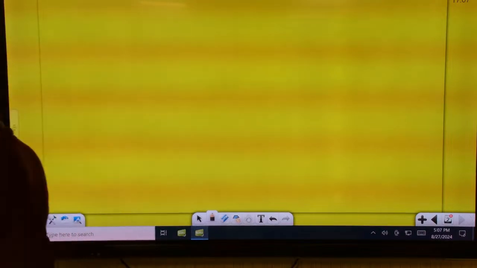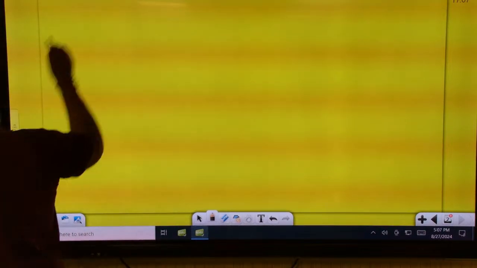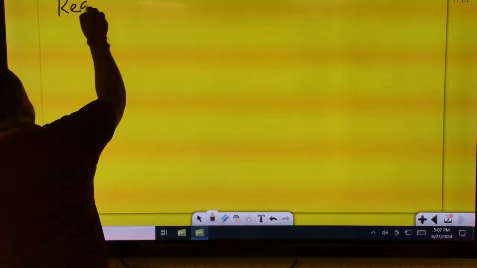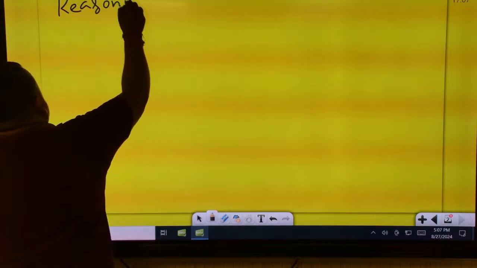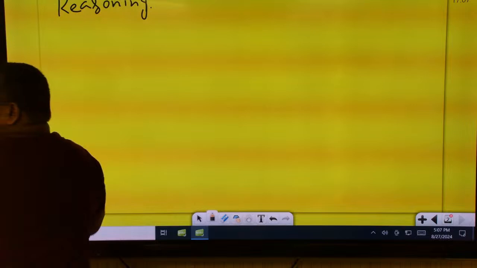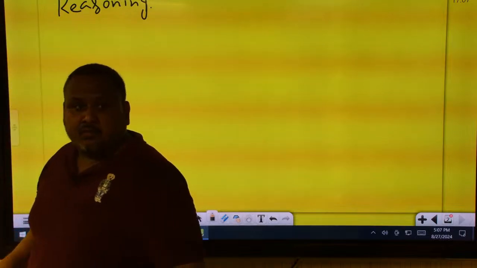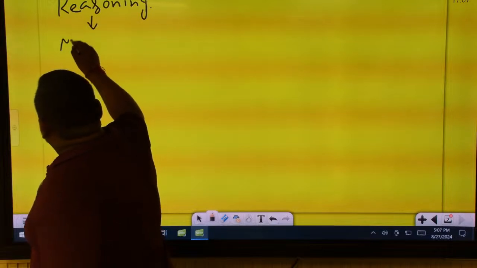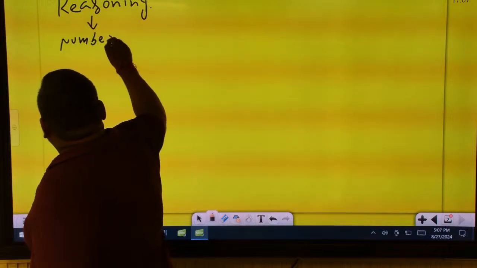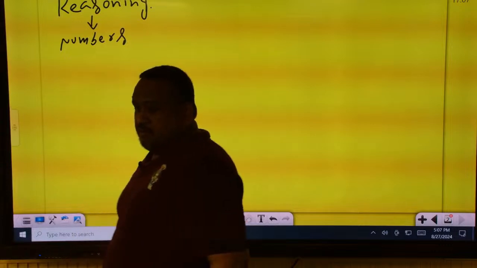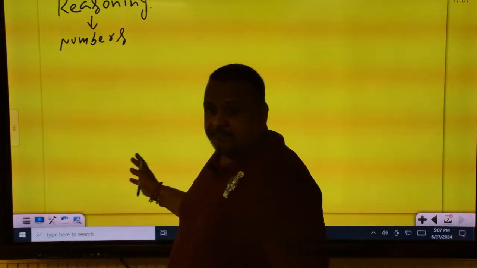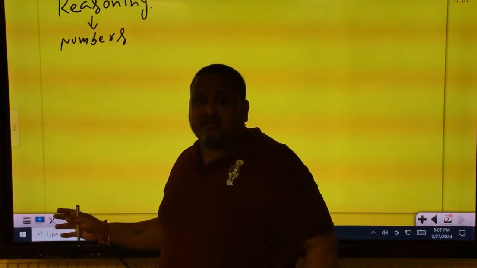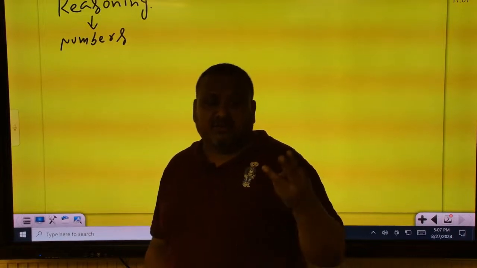to gain or score the numbers in the exam, the reasoning paper is divided into 5 parts to score the marks. First, the questions based on numbers. It was just a trailer. From a chapter of 70 to 80 questions, I asked you only 3 questions.